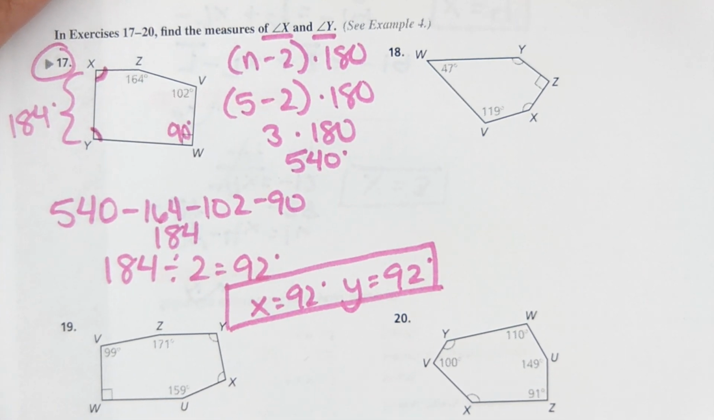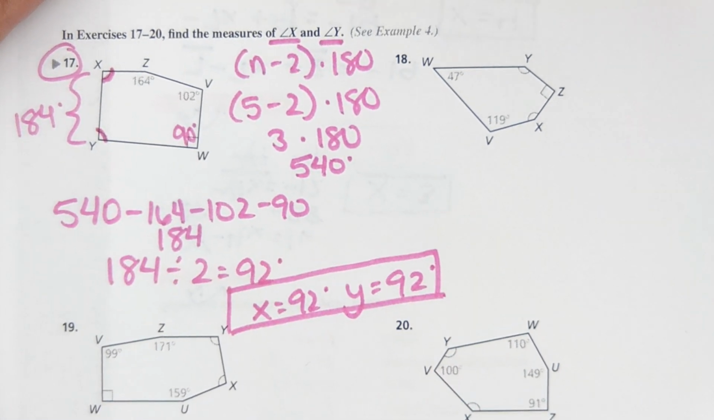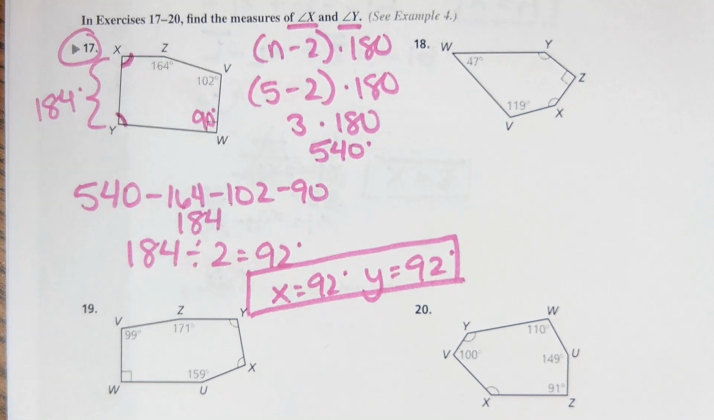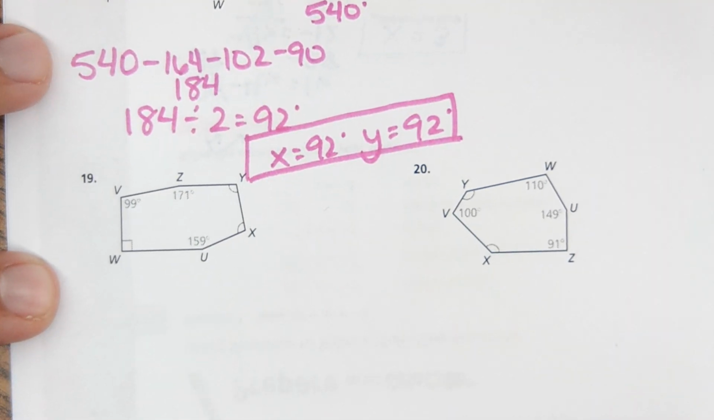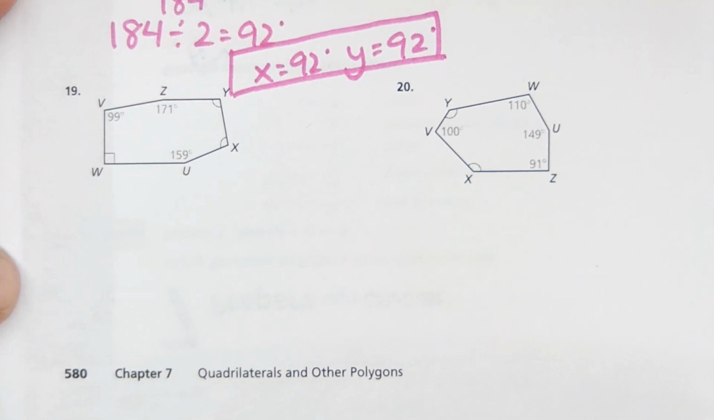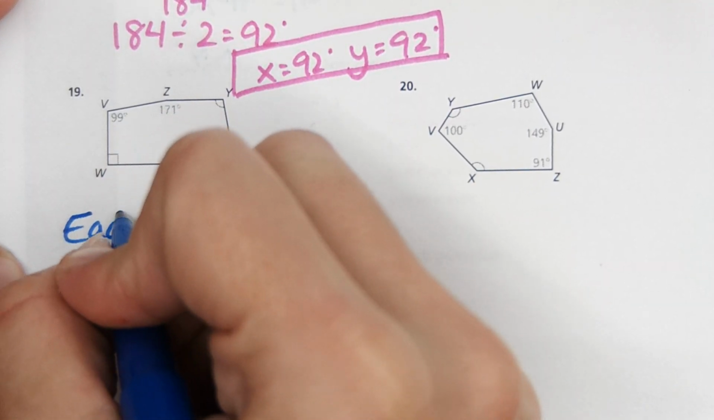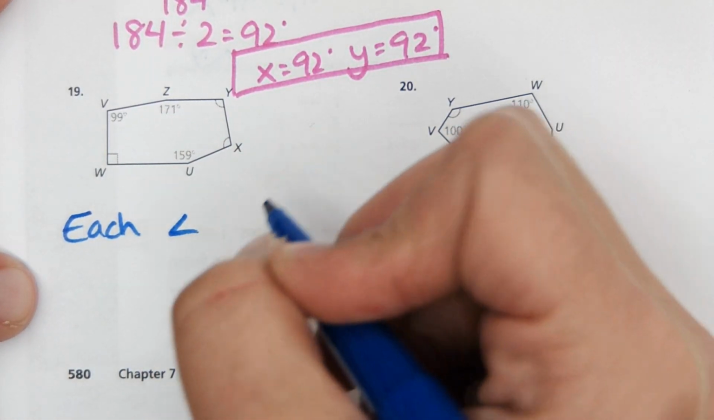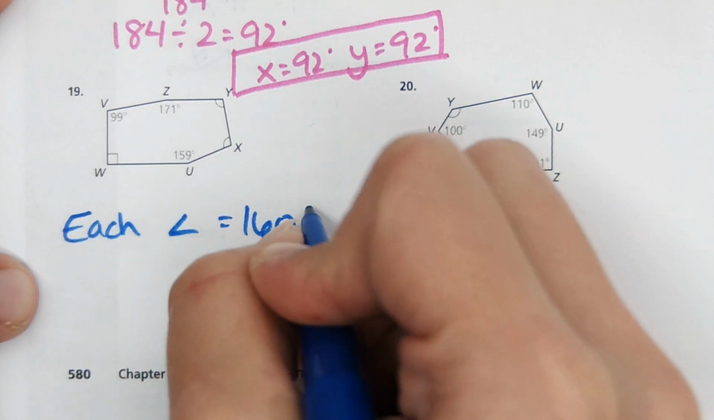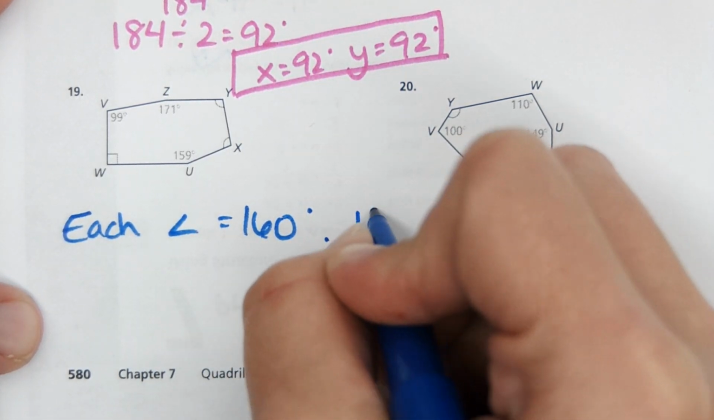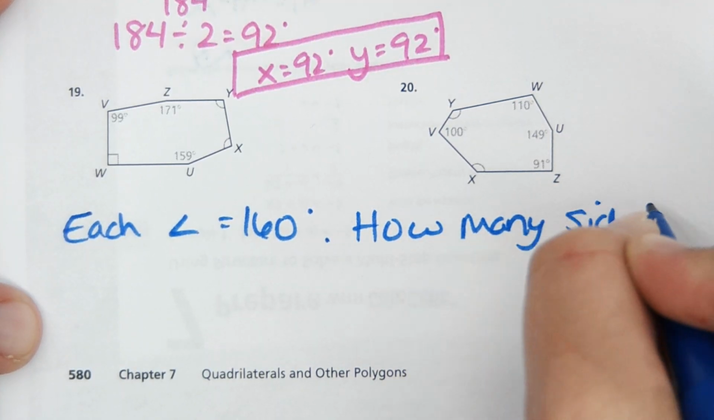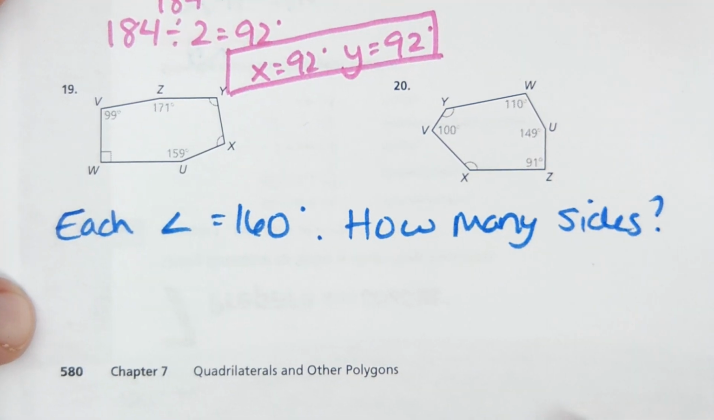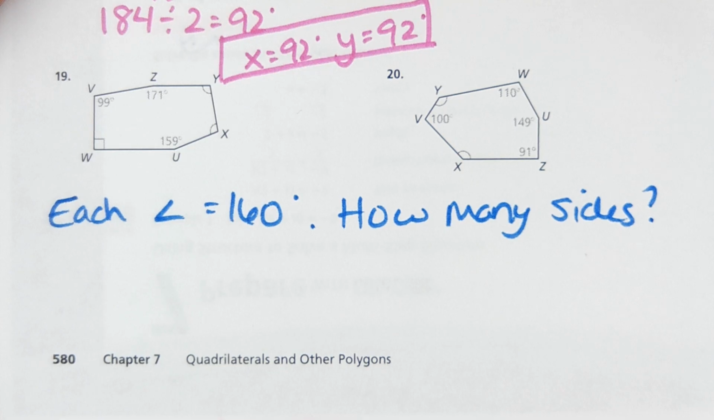Okay. On the lower part of this page right here, there is an additional type of problem that comes up on the homework that I want to go over. On the homework, it says, each angle of a regular polygon equals 160 degrees. How many sides does it have? I abbreviated that a lot. This is the exact problem that you could get on your homework.